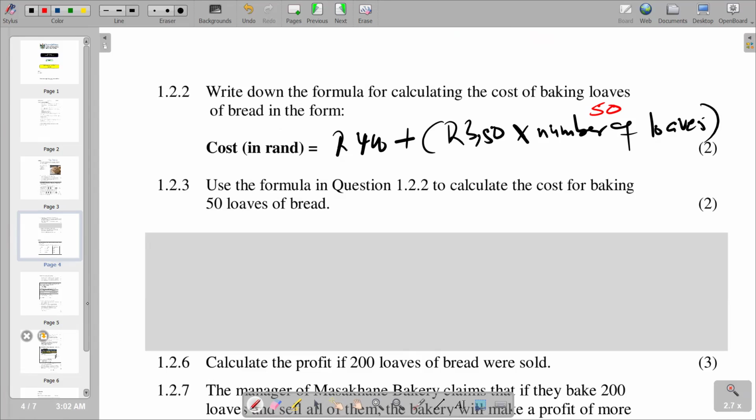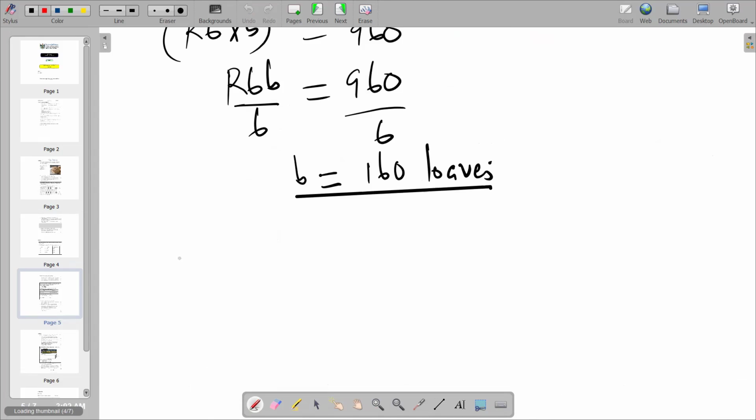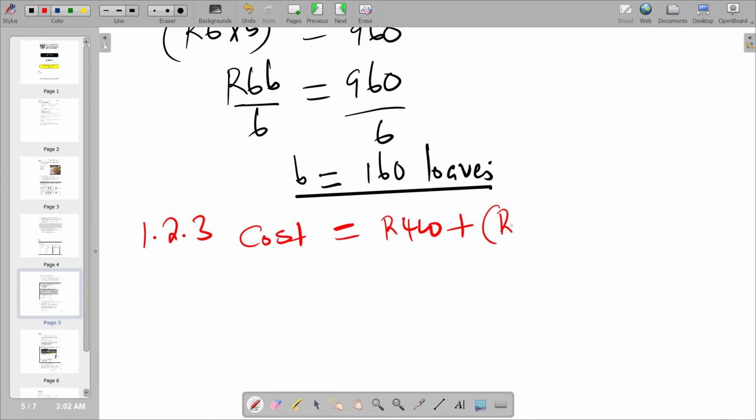So we can just come here. We say this is our 1.2.3, whereby we are saying the cost is equal to, we still have 400 rands. We add in brackets, we are saying 350 times number of loaves, of which in this case we're given it is 50 loaves. So we multiply by 50. So we try to calculate it to see what do we get.